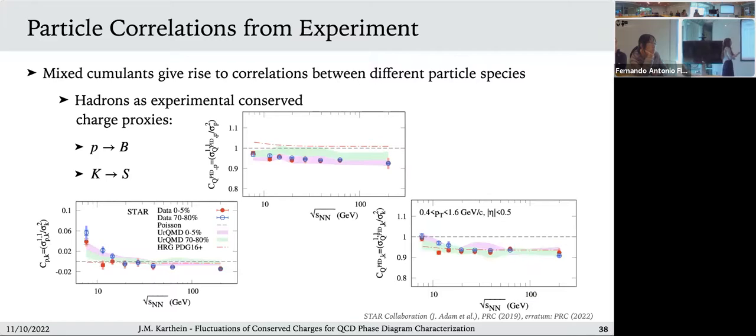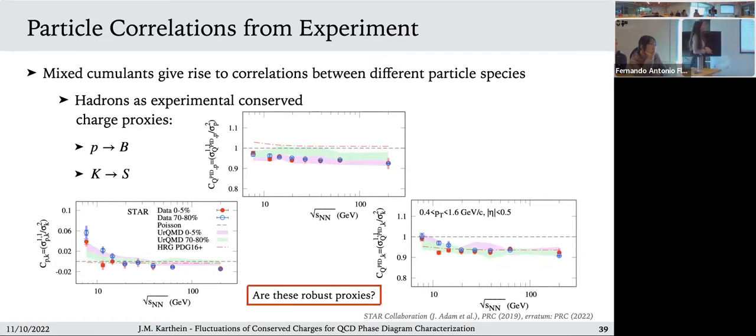So STAR came up with these measurements for different cross or particle correlations, let's say, that maybe could be considered conserved charge correlators. The question I'm going to ask is, are these good proxies? So, for example, if you have a proton-kaon correlator, that might be something like a baryon-strangeness correlator, right? We have baryon number carried by the proton, strangeness carried by the kaon. And for a charged proton quantity, we could also look at baryon-charge cross-correlators, or for Q and K, we would have a QS cross-correlator essentially.